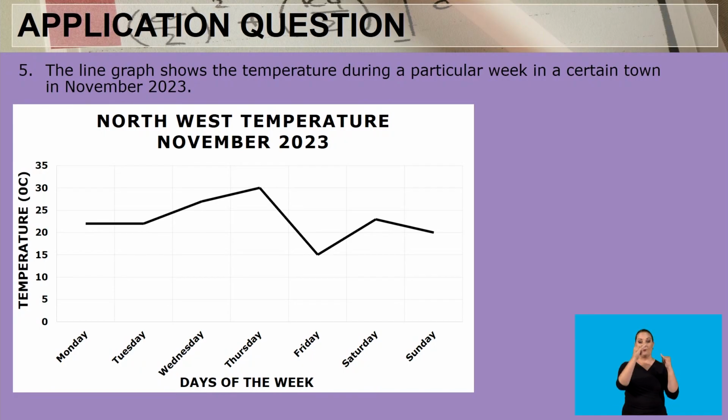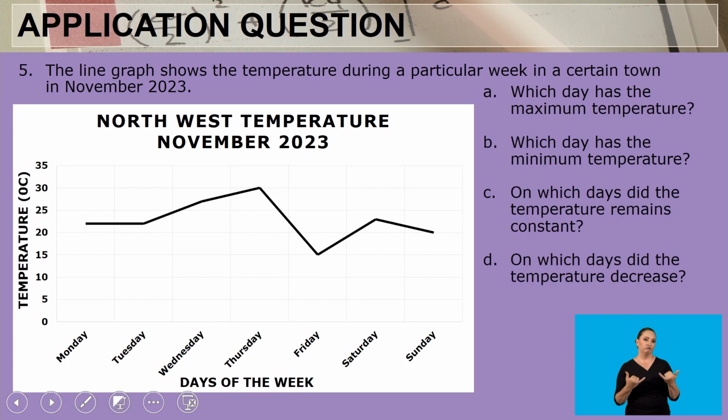Then the last question there in our application question says, the line graph shows the temperature during a particular week in a certain town in November 2023. So we can see the graph that we have been given there, and just for 1 week, those temperatures have been recorded and represented in this line graph. Let's look at the questions that go with this graph.